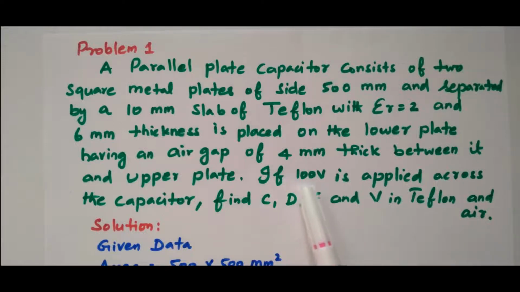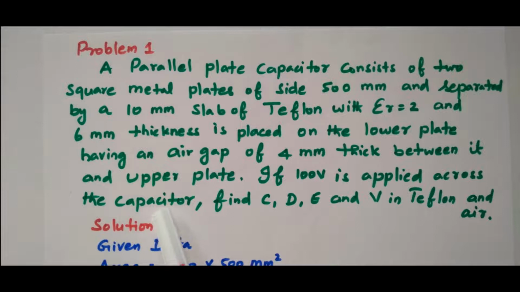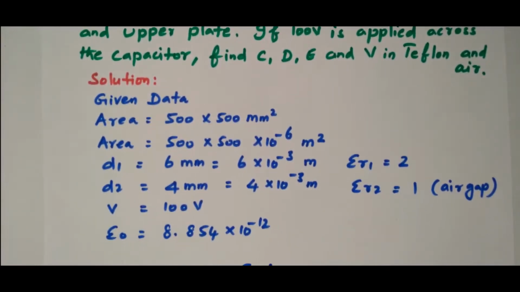The voltage applied is 100 volts. 100 volts is applied. We need to find capacitance, displacement density, electric field intensity, and voltage in both Teflon as well as air. We need to find all these parameters for Teflon as well as air, right? Now we'll see the given data. What are the data given?